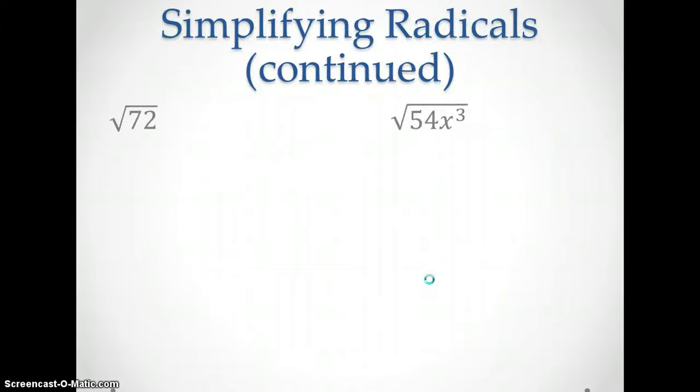Simplifying radicals can take multiple forms. I'd like you to try the square root of 72 on your own, but what about when we come to something like 54x to the third? What about when we come to something with a variable? It works very much the same way.